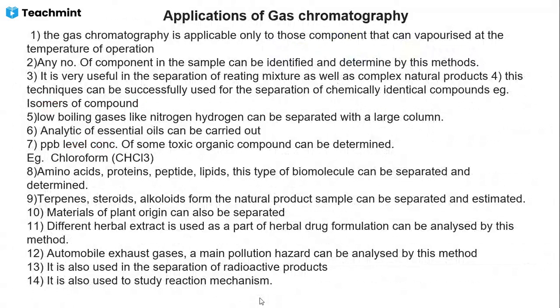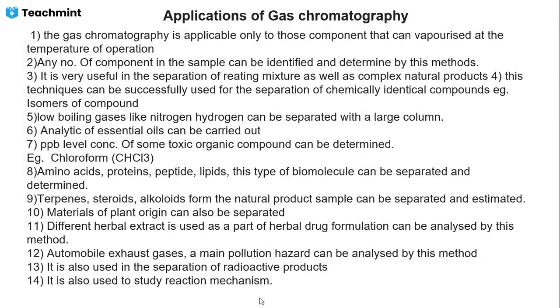Applications: there are a number of applications of gas chromatography. Chromatography is applicable only to those components that can be vaporized at the temperature of operation. Any number of components in the sample can be identified and determined by this method. It is very useful in the separation of reacting mixtures as well as complex natural products. This technique can be successfully used for the separation of chemically similar compounds, for example isomers of compounds.